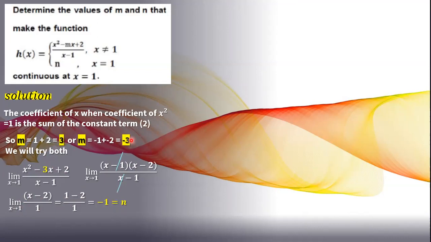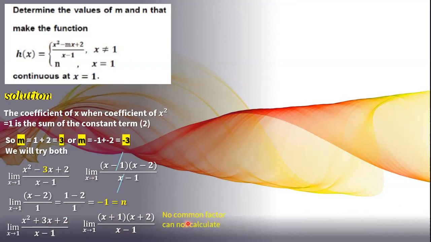Now we will try negative 3. When you substitute here m by negative 3, you will get x squared plus 3x plus 2 over x minus 1, because negative times negative is positive. When we factorize, we can't eliminate x minus 1. So now we can't calculate the limit. So we have only one solution: m equals 3 and n equals negative 1.